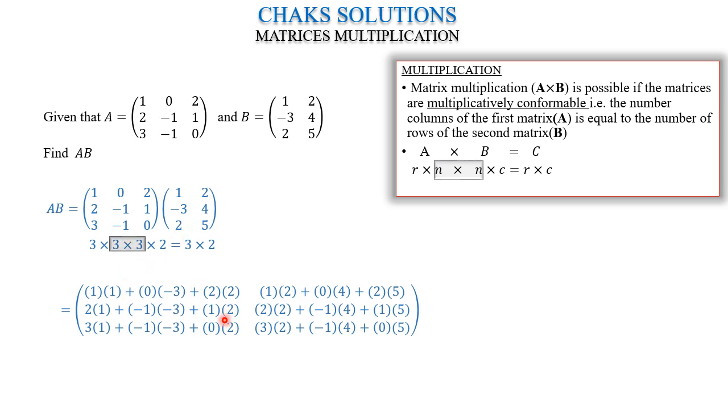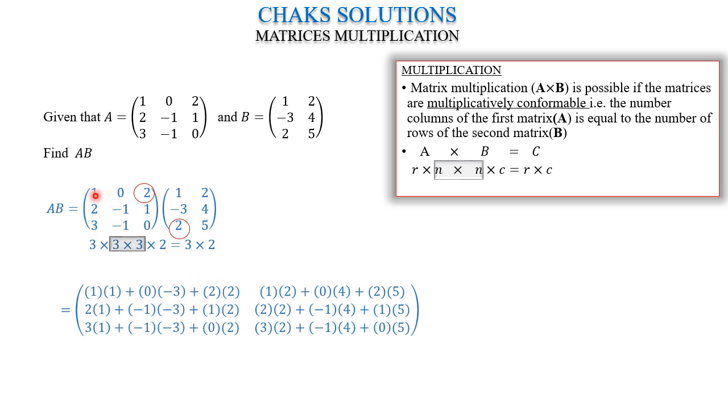I know you are surprised at how you end up with this result, but it's very simple. When you are multiplying matrices, it's row by column. You multiply the elements in the row times the elements in the column. Let's see how we demonstrate it. You can see 1 times 1, plus 0 times minus 3, plus 2 times 2. This is the first element here.